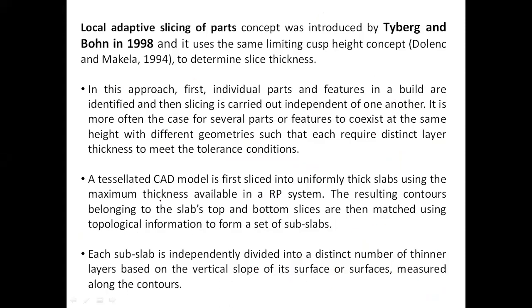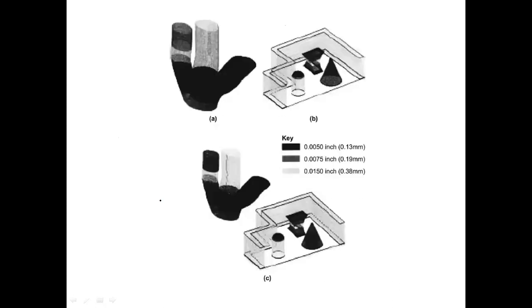Then another method came which was introduced by Tyberg, and then again he worked in conjunction with Born, and they came up with local adaptive slicing of parts. Now local adaptive slicing also used the basic concept of Dolinek and Maclau, that is the limited cusp height concept. However, they had a slightly different take than Soburin. I'll explain this with an example.